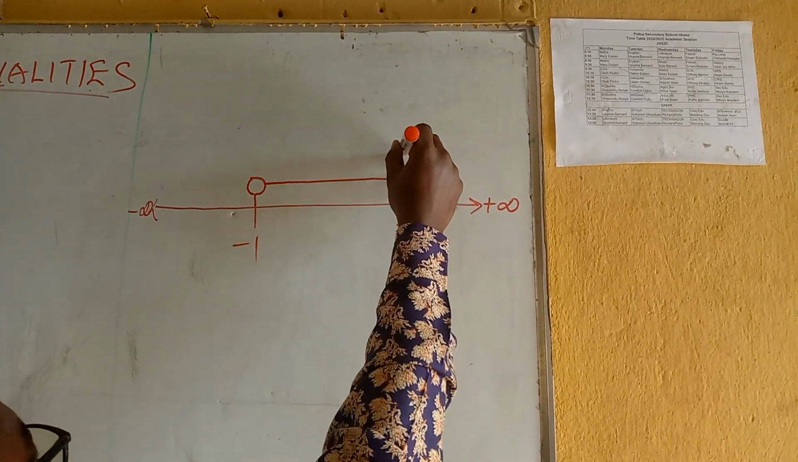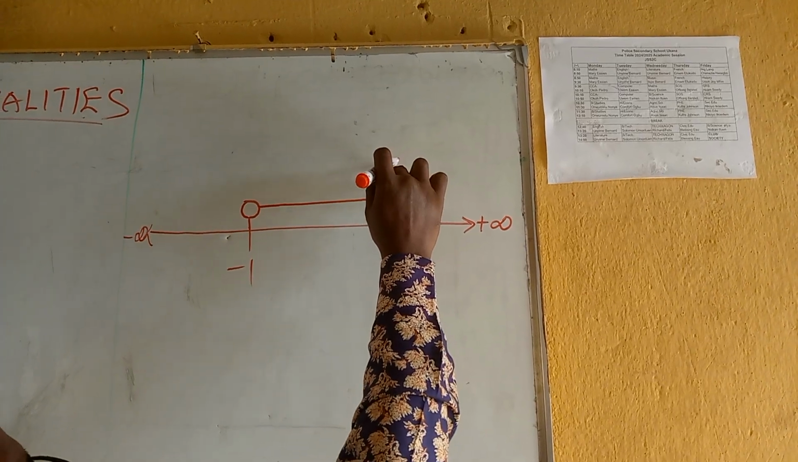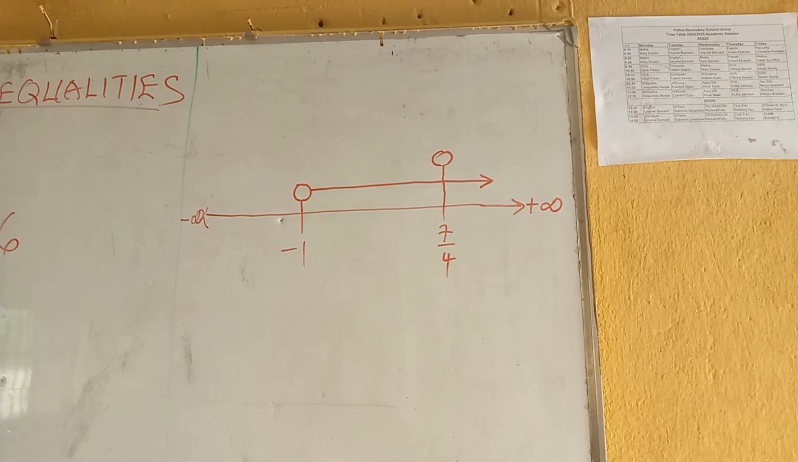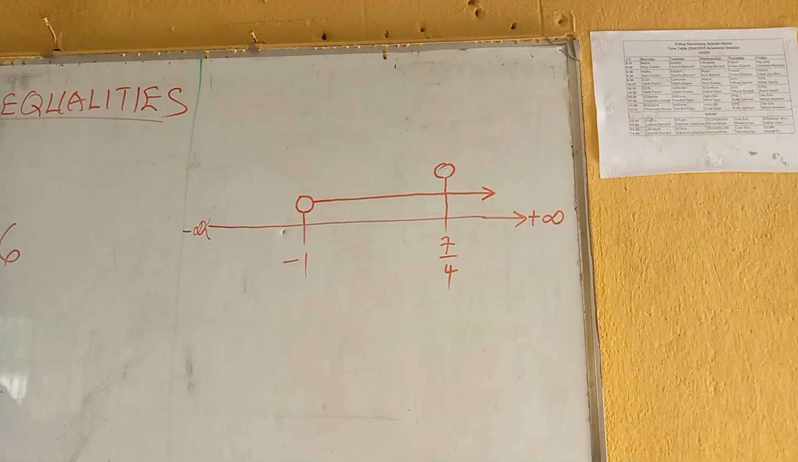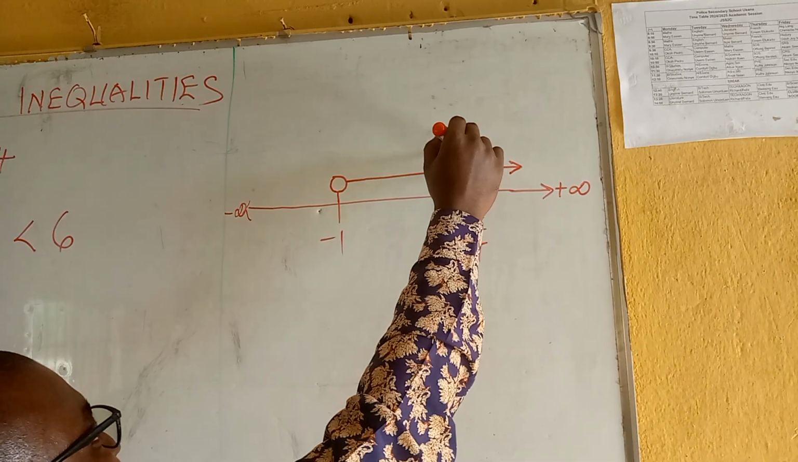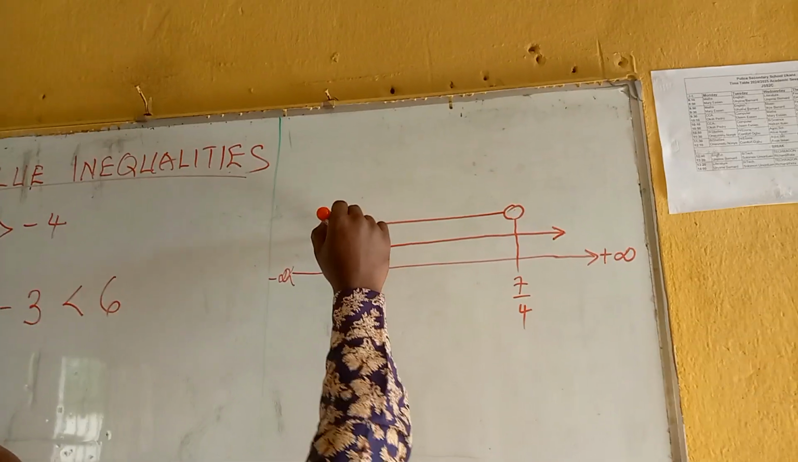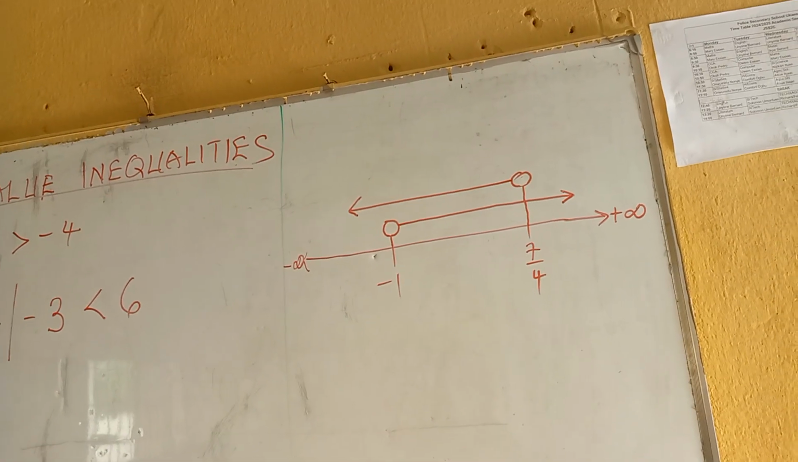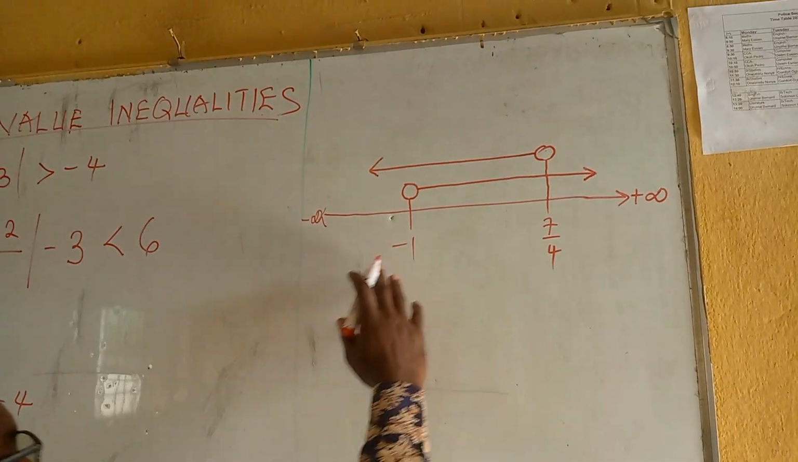And for this one, x is less than 7 over 4. All the numbers this way are less than 7 over 4. So the arrow will go this way. It will keep going to negative infinity. So that is why I'm saying all real values of x will give you the answer.